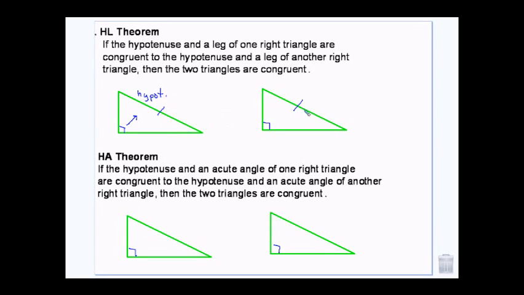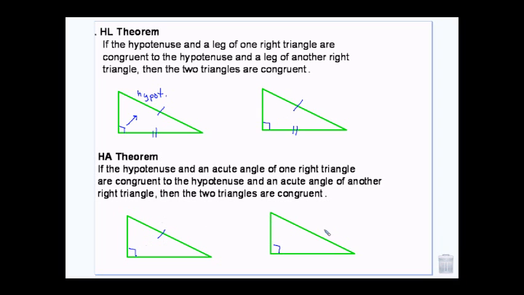Hypotenuse, whatever, are congruent and either leg. So it could be this leg or it could be the short leg. As long as the hypotenuse and one leg are congruent, you have congruent right triangles.